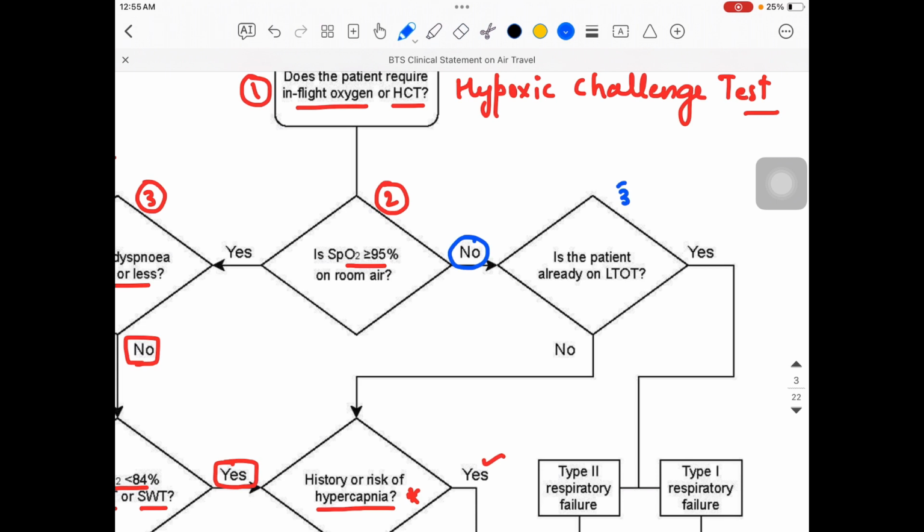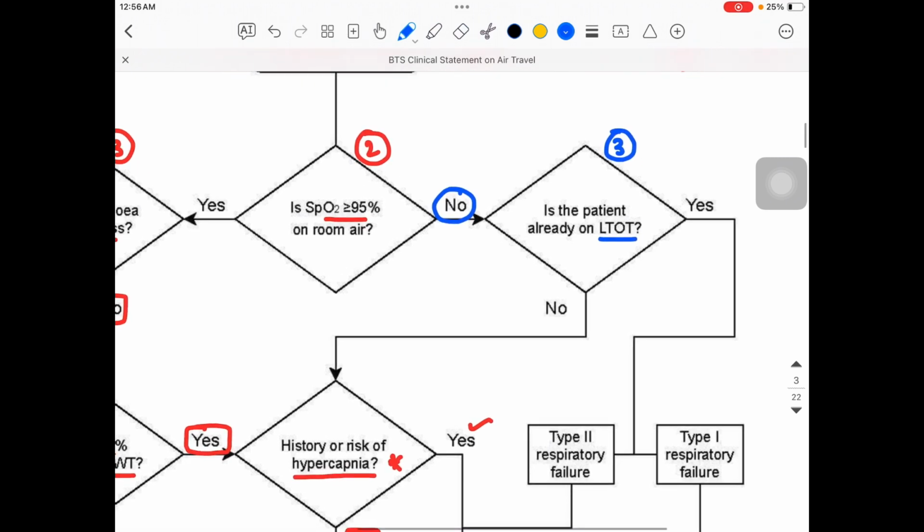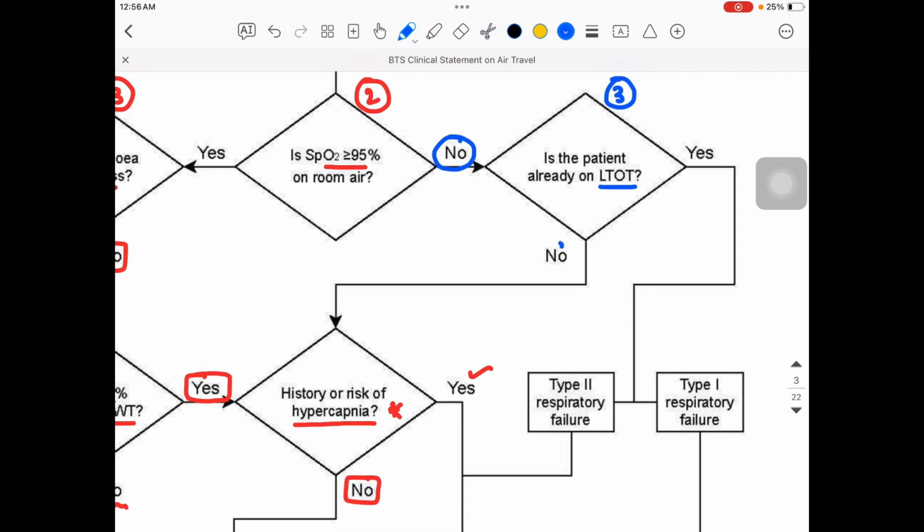The next question is whether the patient is on LTOT, long term oxygen therapy. Some patients are chronic type 2 respiratory failure patients, or chronic type 1 respiratory failure patients, who have some sort of respiratory illness. Let's say ILD patients who need 1 liter of oxygen support every time with their nasal cannula at home. So, are they on long term oxygen therapy or not? Let's say they are not on long term oxygen therapy.